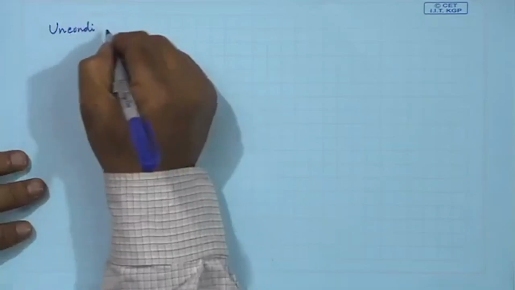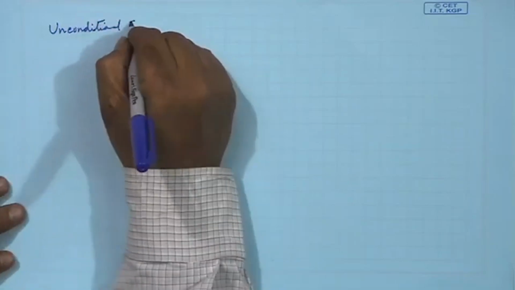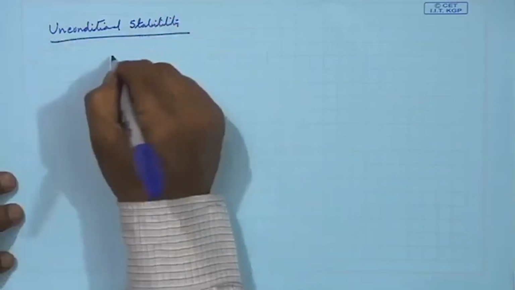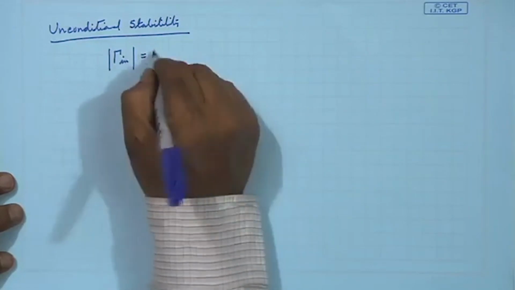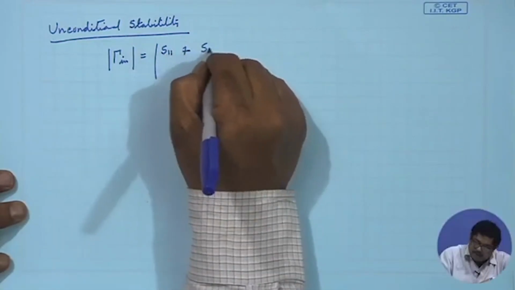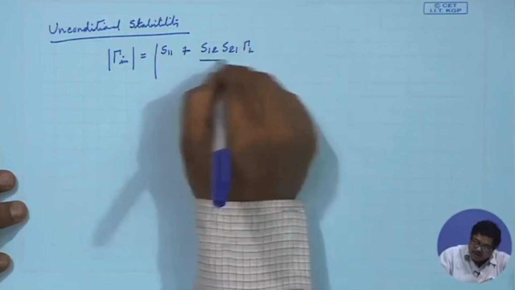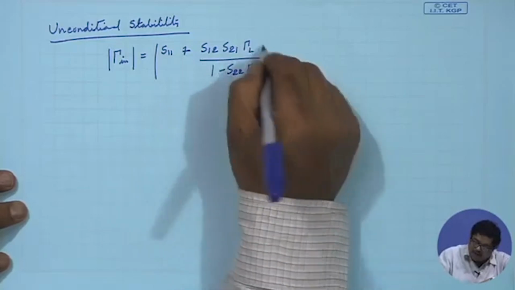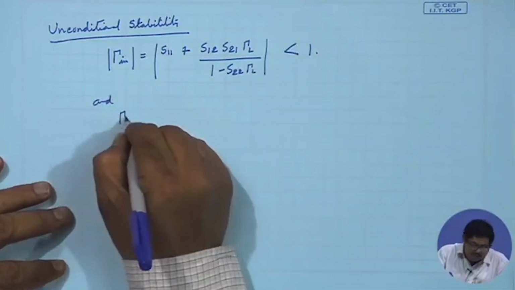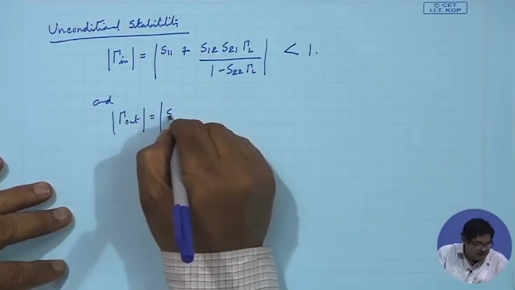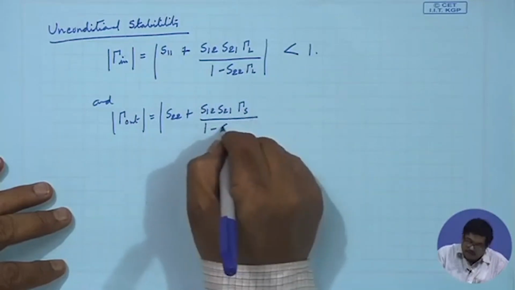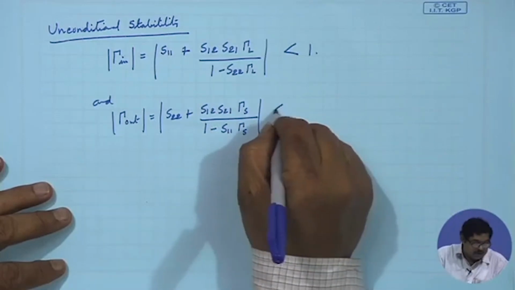So, based on this we can say that unconditional stability implies that the magnitude of gamma in, which we already have seen in earlier NPTEL classes, equal to S11 plus S12 S21 gamma L by 1 minus S22 gamma L, should be less than 1, and gamma out is equal to S22 plus S12 S21 gamma S by 1 minus S11 gamma S, that also has to be less than 1.